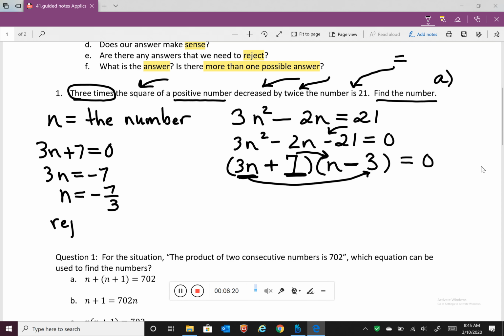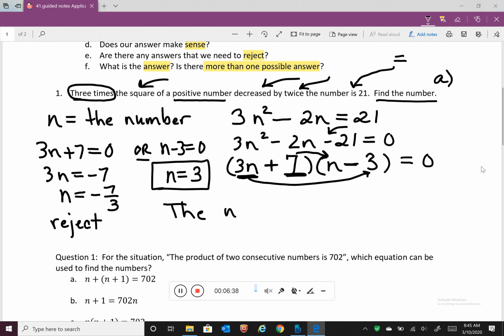We need to reject that because remember, our number is supposed to be positive. Or n minus 3 equals 0, which means n equals 3. And this is a positive number. Therefore, the number is 3.